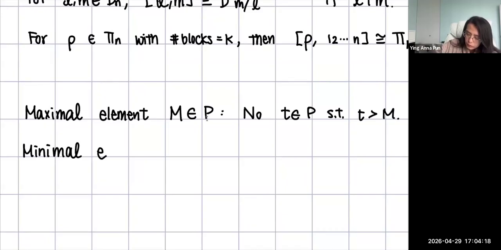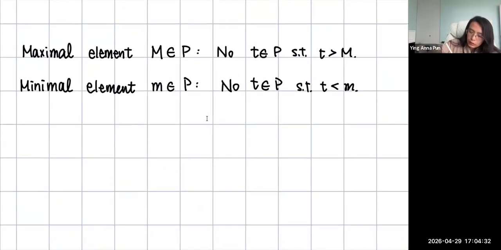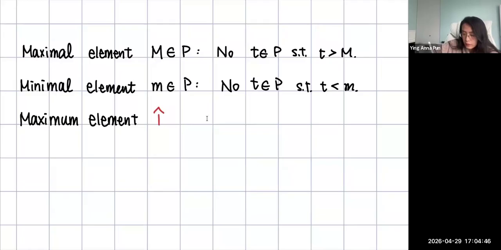Minimal element is basically the same idea. M inside P, so you cannot find any T in P such that T is less than M. Okay, so that's easy. Now, what is maximum element? Maximal and maximum are not the same. For the maximum element, we usually use 1 here. It's an element in P, if it exists. So 1 is bigger than everything.